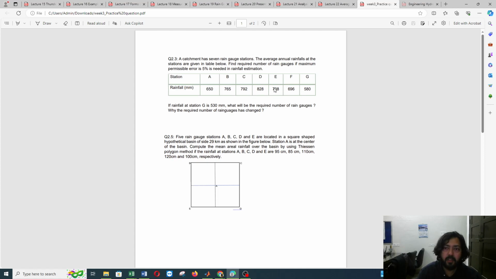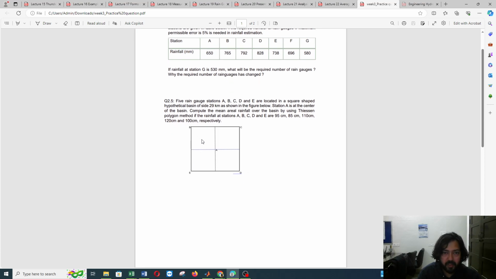So in case 1, it would work. But for case 2, when the precipitation at G got reduced, this arrangement would not work, because the required number of rain gauges is 8. So we are supposed to add one more station here in case 2. I hope this is clear now, how we calculate whether the number of rain gauges is able to measure the rainfall in a catchment or not.